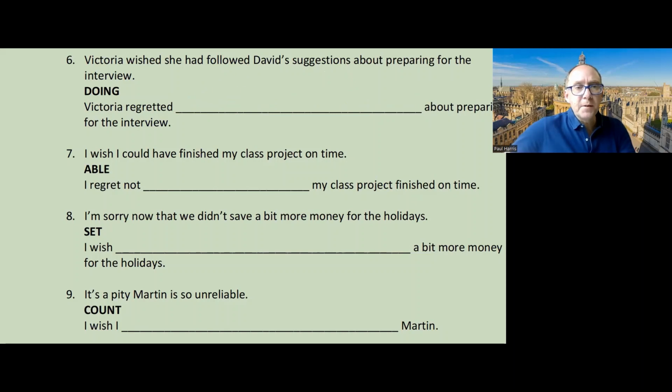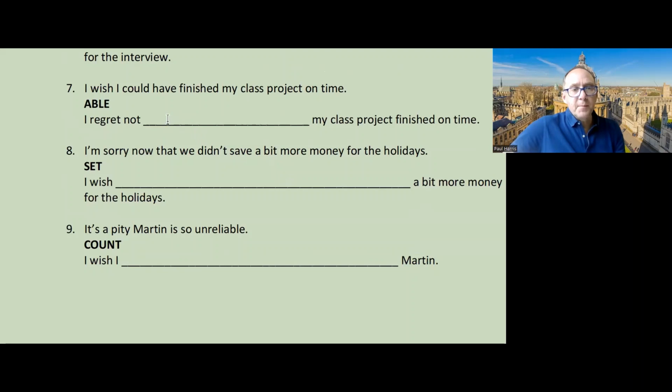Okay, let's move on to the next part. Question number 7. I wish I could have finished my class project on time. So here we're talking about some things that you did not have time to do. So we're talking about your wishes, about you. And we've got here able.